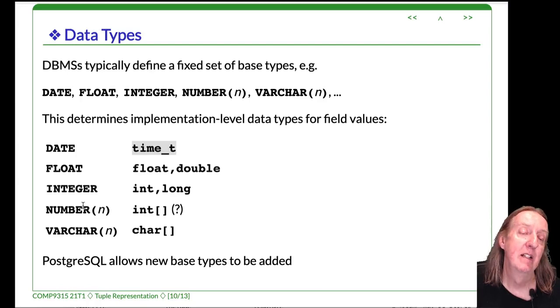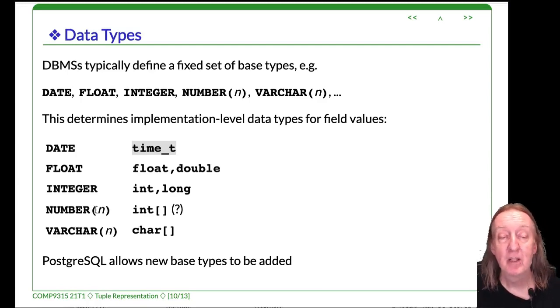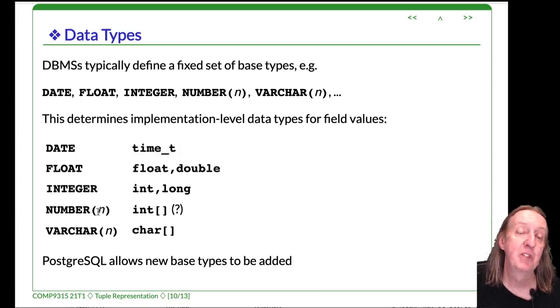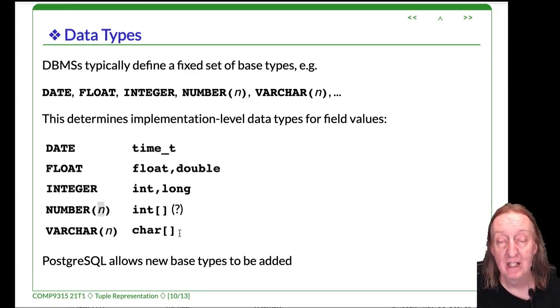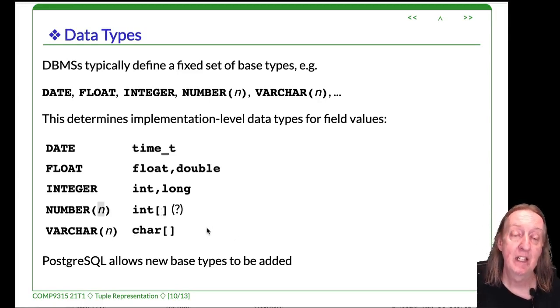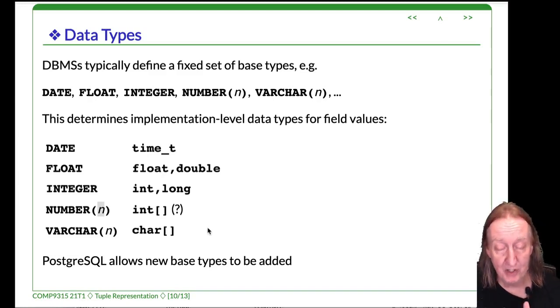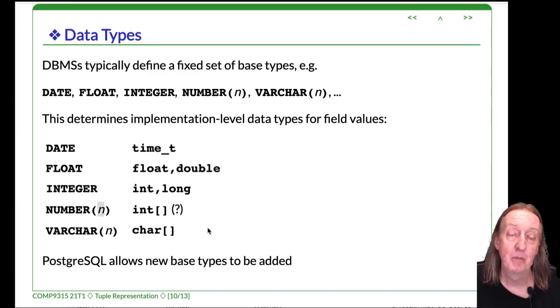A number type could have a specific number of integer values or a specific number of 4-byte quantities that comprise it. And a varchar(n) is effectively a character string, but without the null terminator in the case of databases. So all we actually store are the characters that comprise the string. So if the string is JOHN, then we'd store exactly 4 bytes in the record.